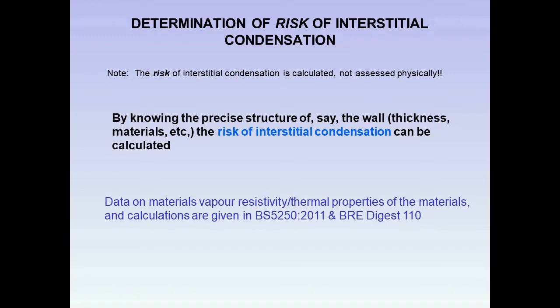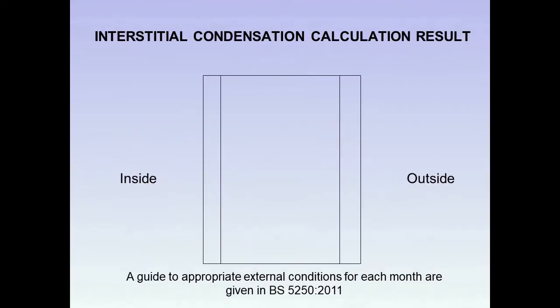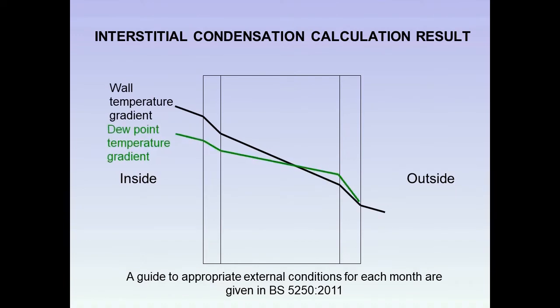And data on vapor resistivity, thermal properties of materials and so forth are given in the British Standard below and a Building Research Establishment Digest 110. And what we finish up with is what we've just seen, and this is by this wall temperature gradient, dew point temperature gradient, and indeed where they cross, then theoretically there is a risk of interstitial condensation occurring.